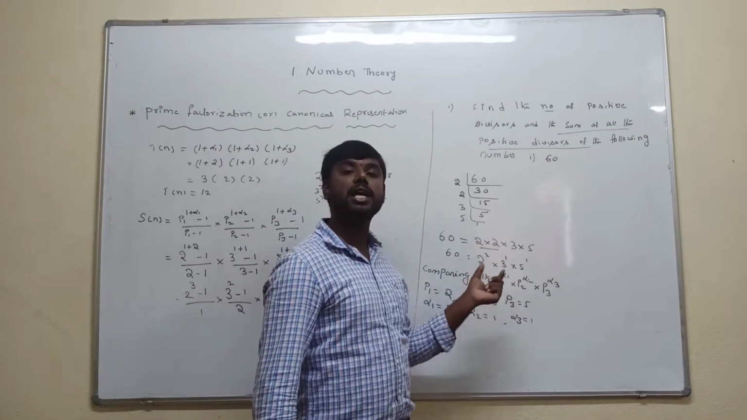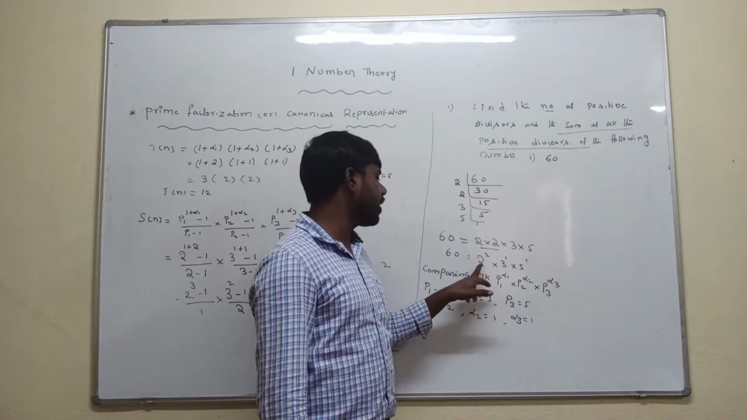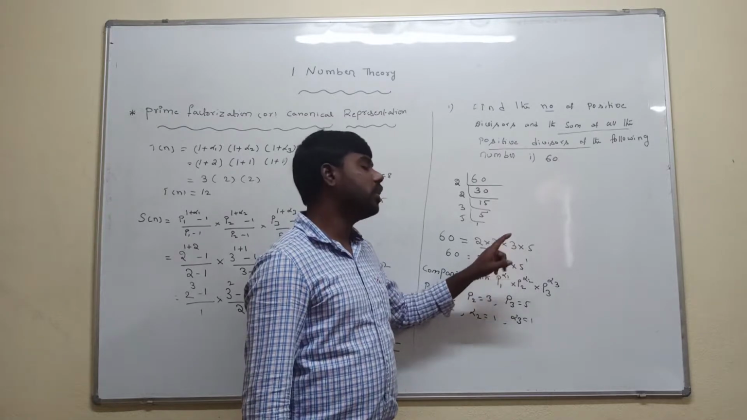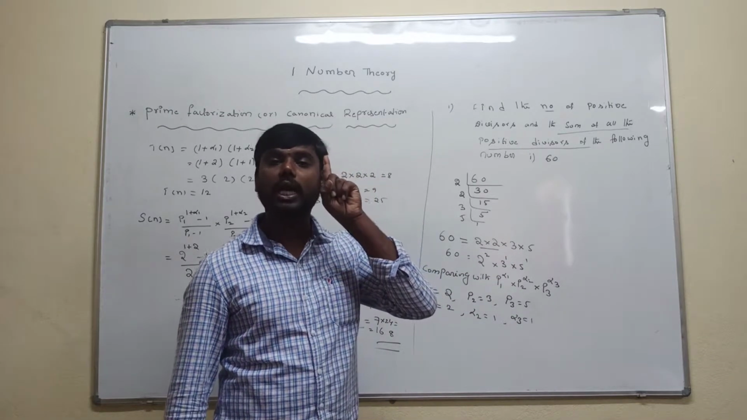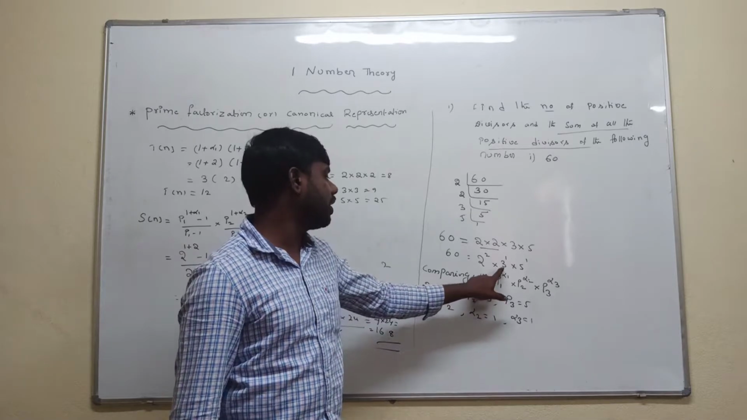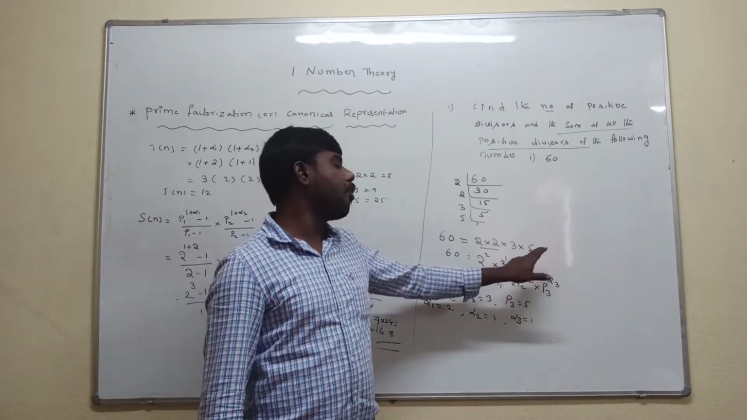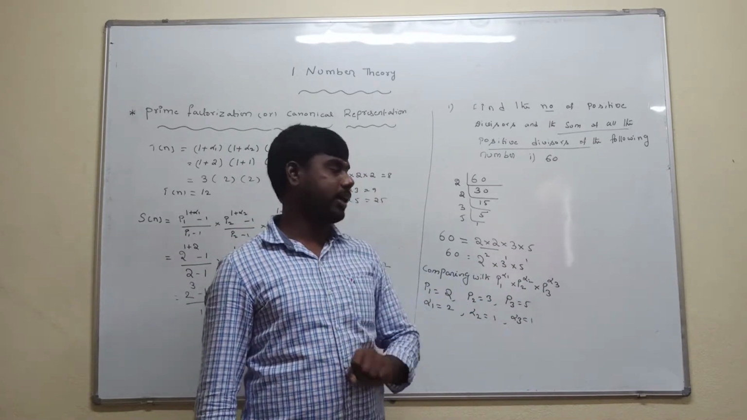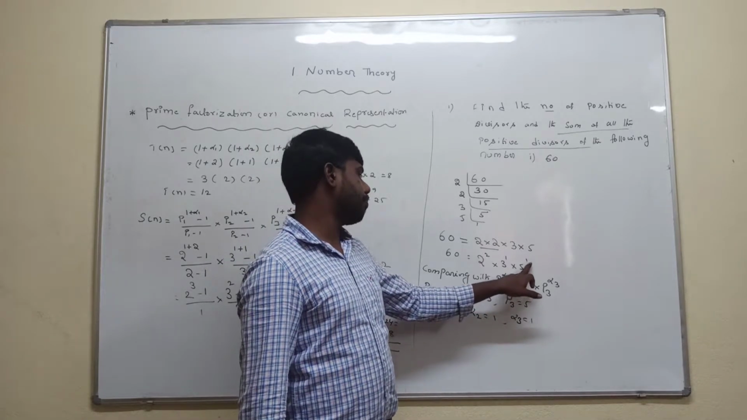Now, 2, how many times is it repeated? 2 times. So that's why I am writing 2 square. Into 3, how many times repeated? Only 1 time. That's why I am writing 3 power 1. 5, how many times repeated? Only 1 time. That's why I am writing 5 power 1.